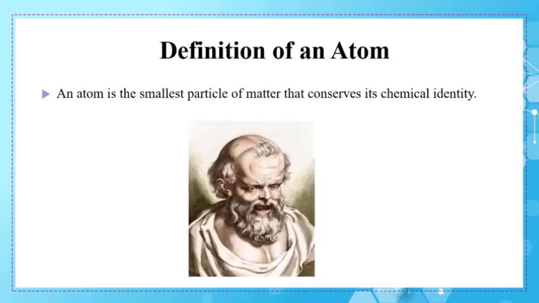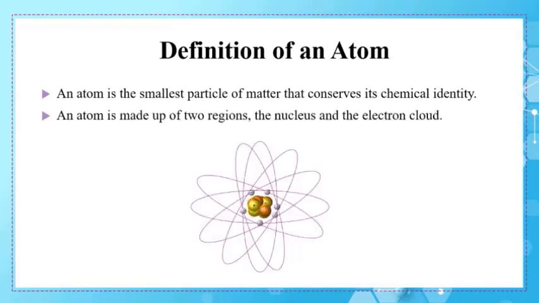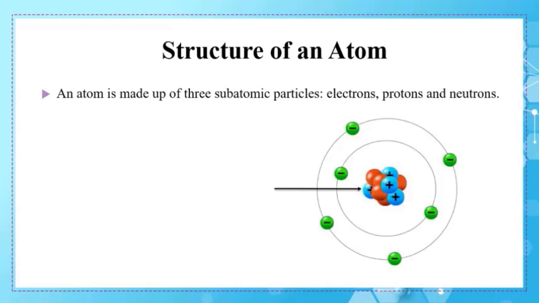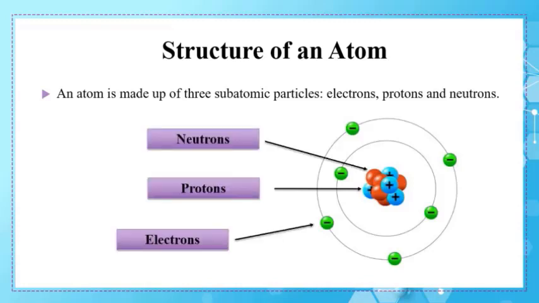But now we all know that an atom is made up of two regions, the nucleus and the electron cloud. Also, it's made up of 3 subatomic particles. These are the protons, the electrons, and the neutrons. Both the protons and neutrons are called the nucleons because they make up the nucleus of the atom.